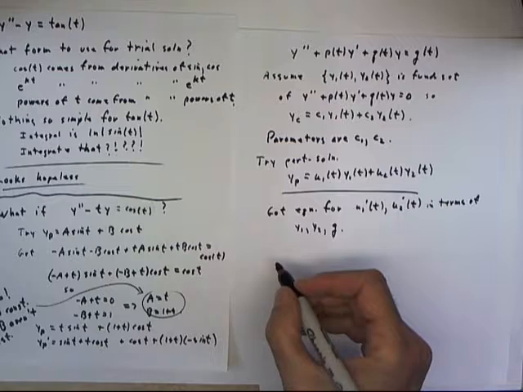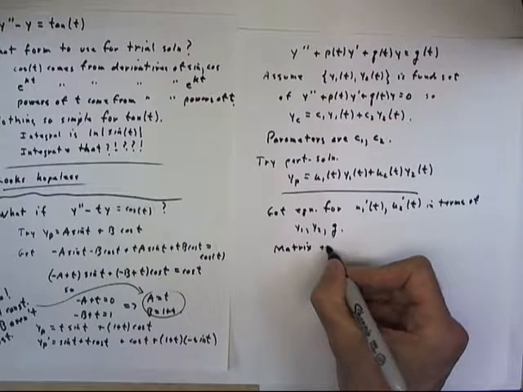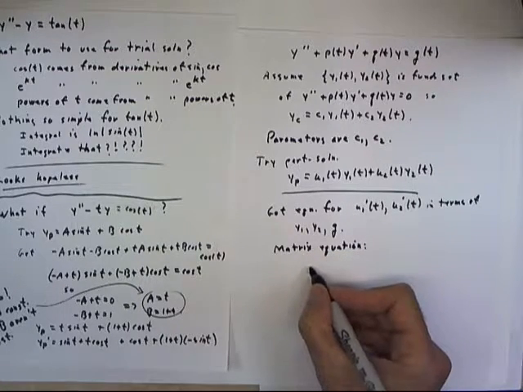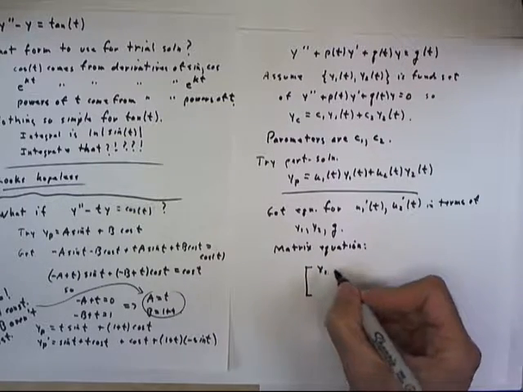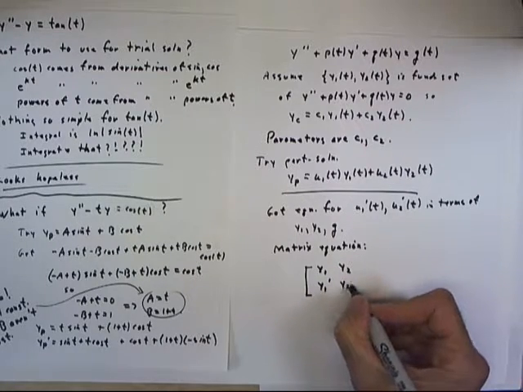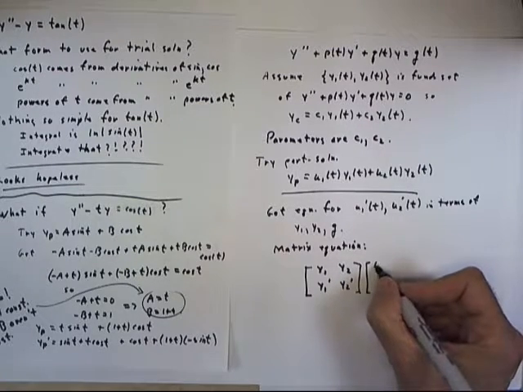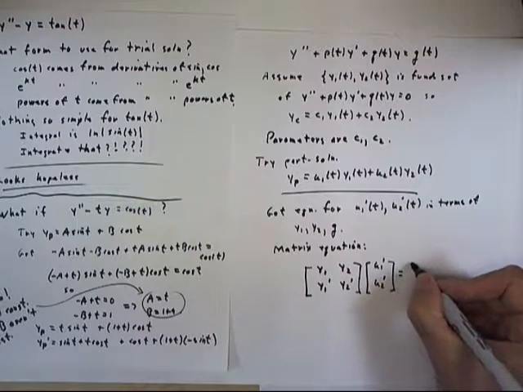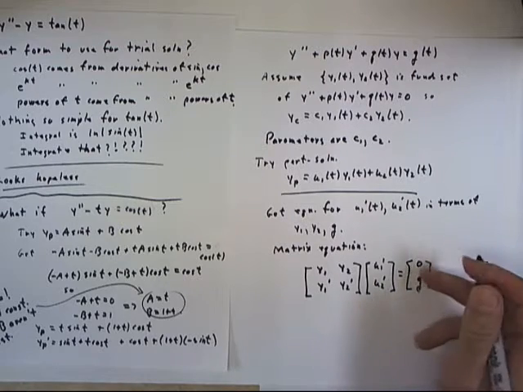The equation to which I refer is a matrix equation. And it's not too complicated. It's simply the matrix y1, y2, y1 prime, y2 prime, multiplied by u1 prime, u2 prime, equals 0, g.